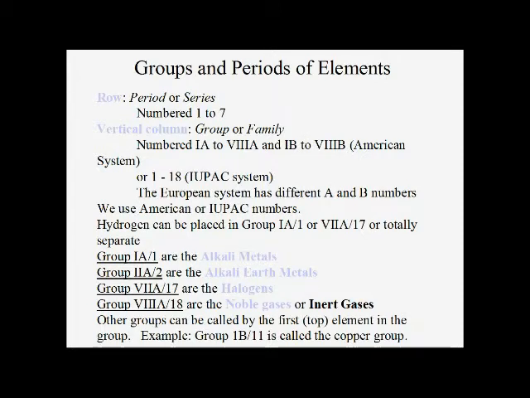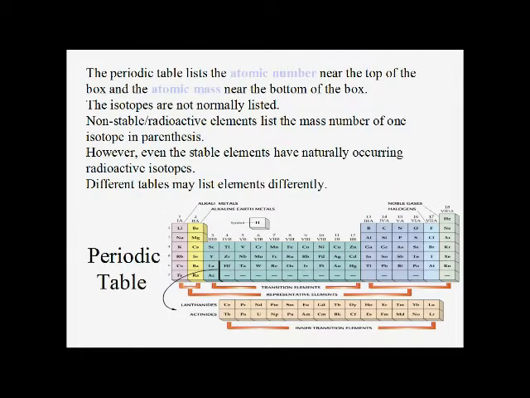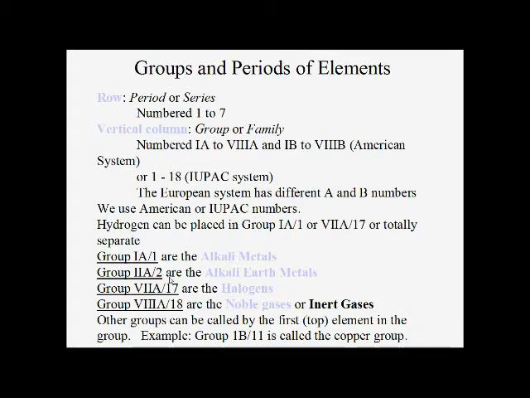So we have special names for some of our columns. Okay, first the rows, horizontal rows, are called periods or series, and we have 7 of those, 1 through 7. And that number shows up on the left side of the periodic table, the period number. Our vertical columns are called groups or families. We have them numbered 1 through 18, or the AB numbering system.